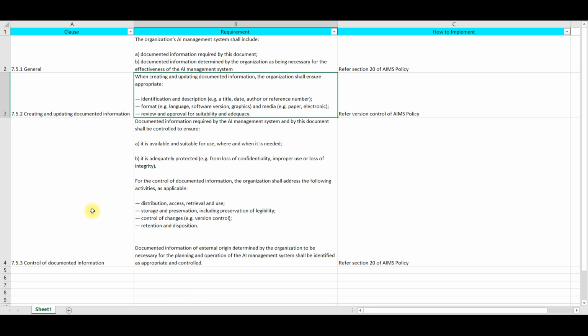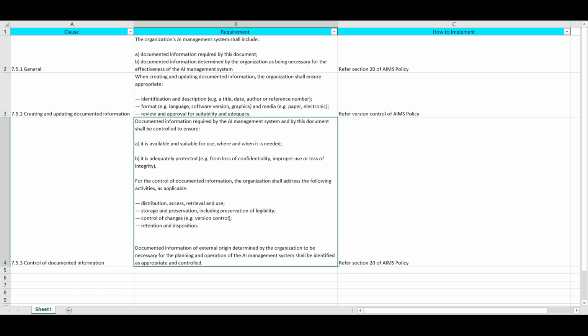Now let us move to the third requirement. It says that documented information required by AIMS and by this document shall be controlled. So the first one is about proper availability of the document. The second one is about confidentiality, and then some more controls about distribution, access, retrieval and use, storage and preservation, control of changes, and retention and disposition.